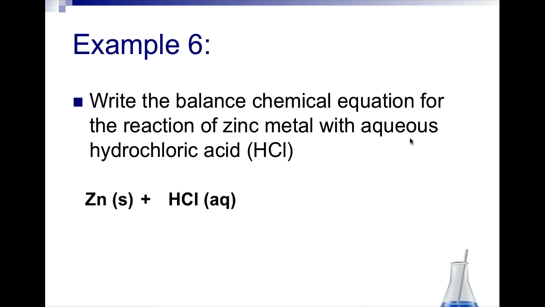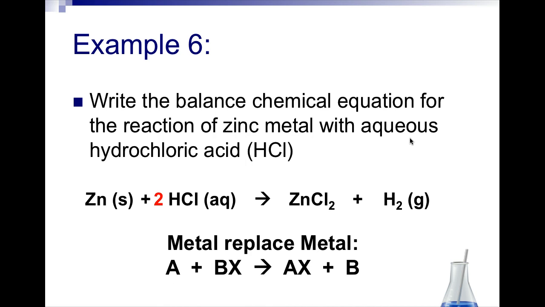So we have zinc metal plus HCl will produce, and we have to figure out what's going to replace what. What happens is zinc is going to replace hydrogen to create zinc chloride plus hydrogen gas. Now as written, it is not balanced. So we need to place a 2 in front of the hydrochloric acid or hydrogen chloride to balance out the hydrogens as well as the chlorine. So here we had a metal replace, not necessarily a metal, but hydrogen. Remember, hydrogen doesn't really belong anywhere.